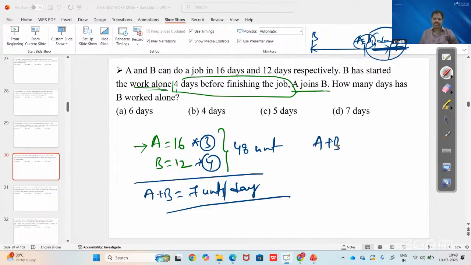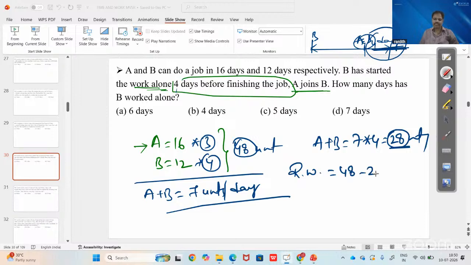A and B 4 days. 7 into 4 equal to 28 units. A and B equal to 28 units. Total equal to 48. Out of 48, 28 units of work is completed. So what is the remaining work we are having? 48 minus 28 equal to 20.